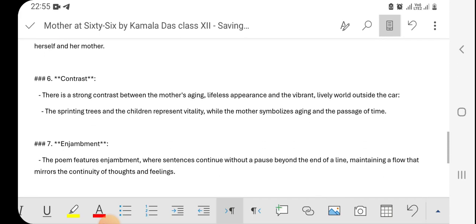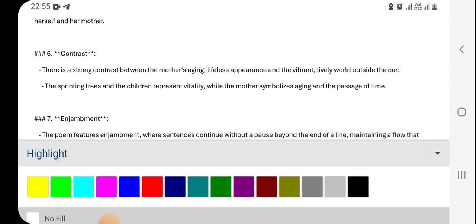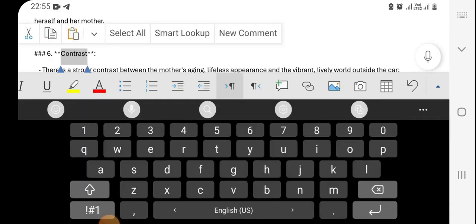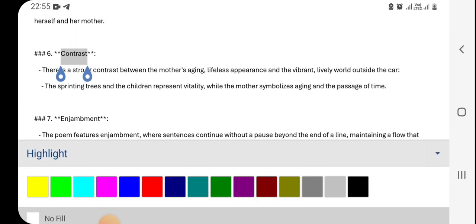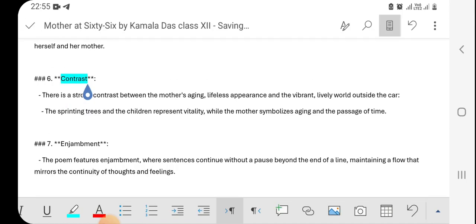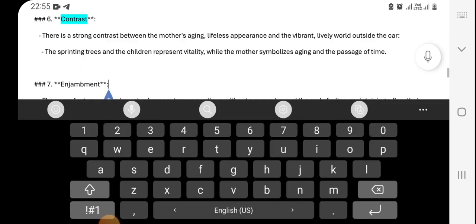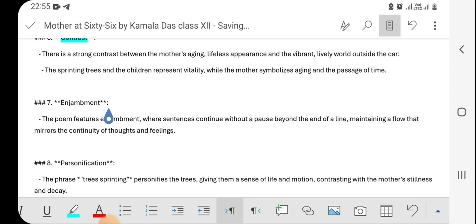Next poetic device that we have from the poem is contrast. There is a strong contrast between the mother's aging, lifeless appearance and the vibrant, lively world outside the car. The sprinting of trees and the spilling out of children represent vitality, while the mother symbolizes aging and the passage of time.